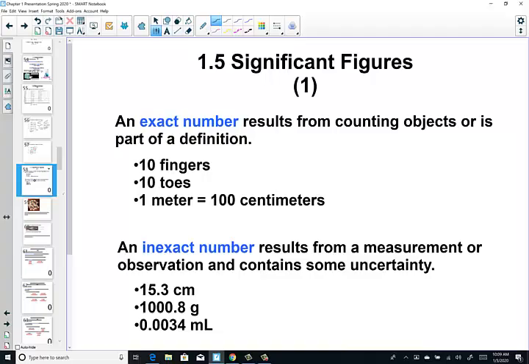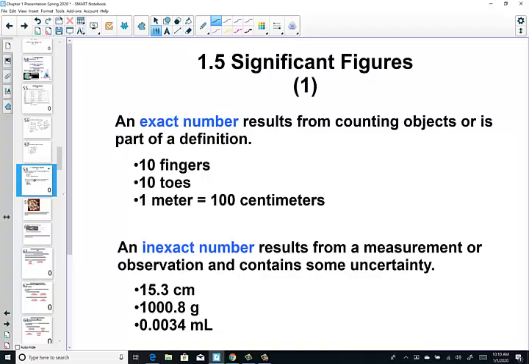Let's begin by comparing what an exact number versus an inexact number represent. The first term is called an exact number, and it results from counting objects or part of a definition. There is no vagueness to the number at all. For example, I have 10 fingers. It's not about 10. I have 10 digits on my hands. I have 10 toes. I found those by counting.